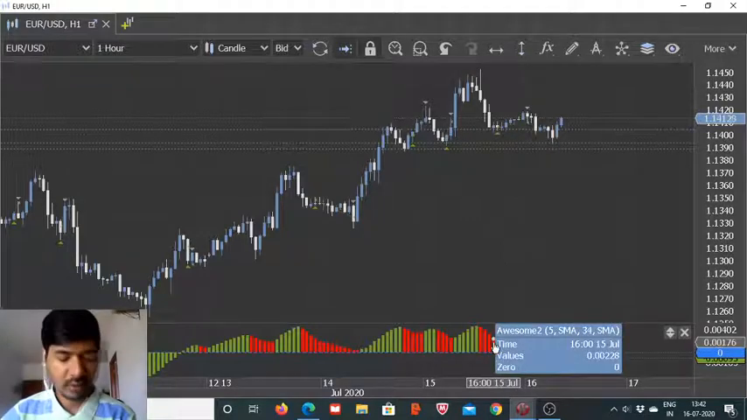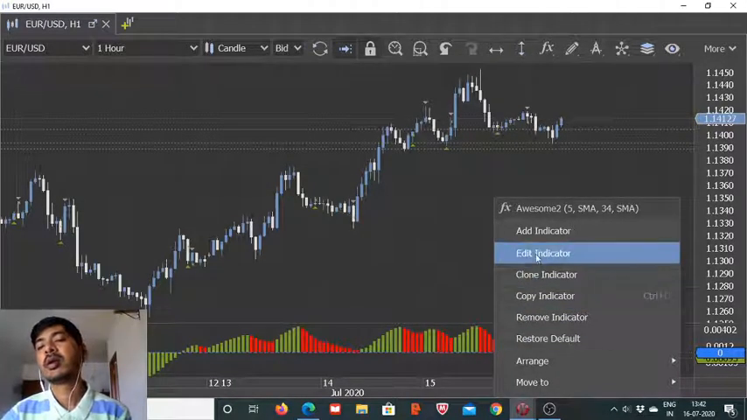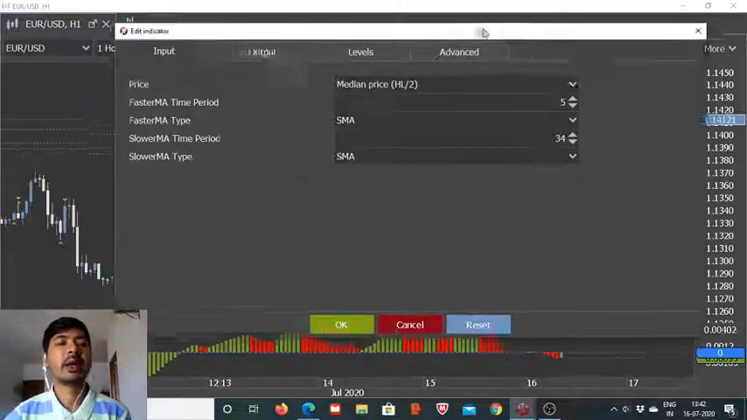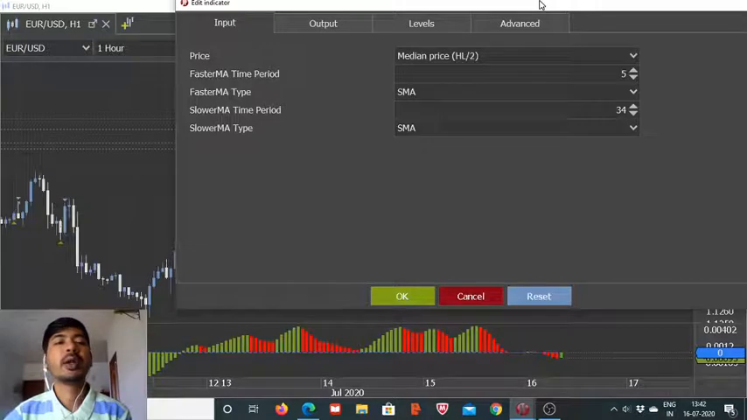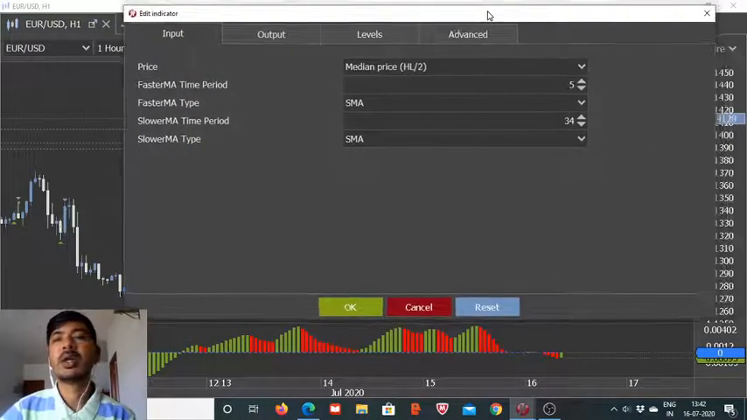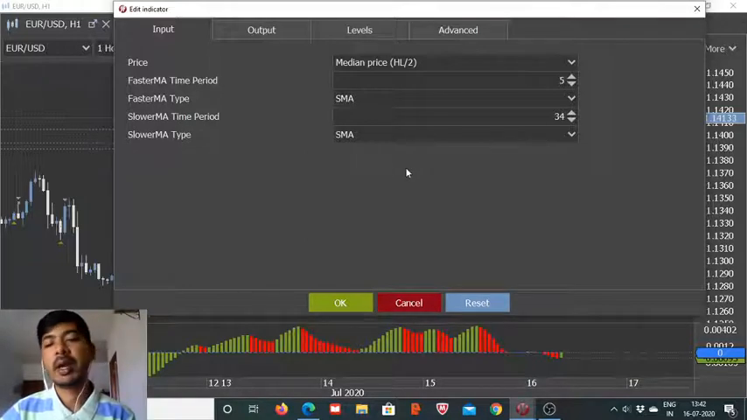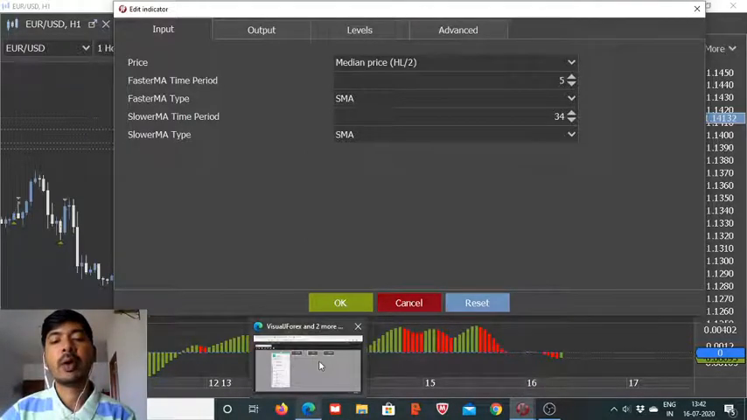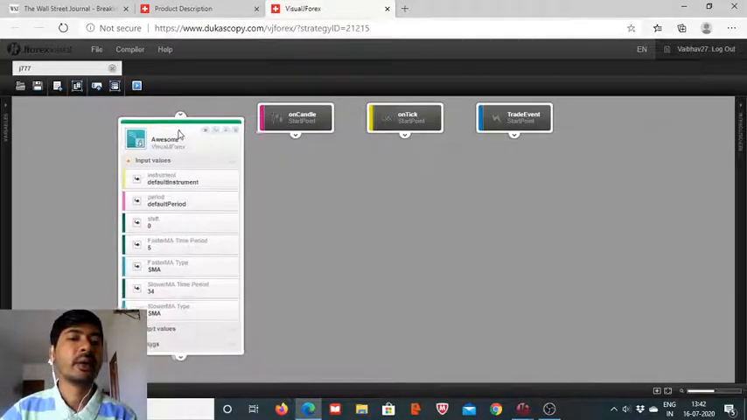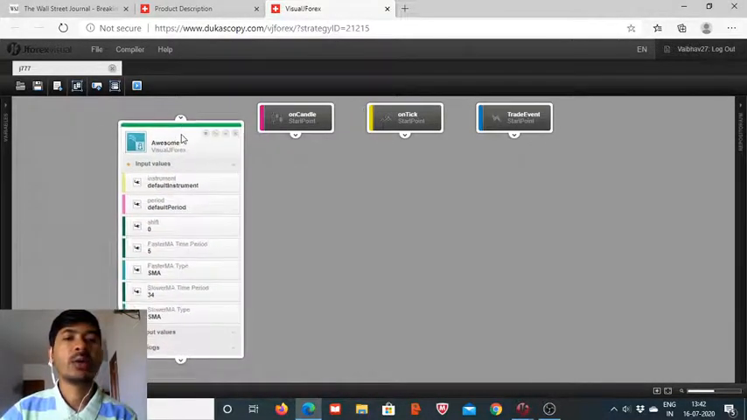Now here we will see its editing option. Whenever you have to use this, you can customize the indicator to help you pinpoint the optimum setup which you can work with. If you consider the input parameters, we have to define the applied price, the faster MA time period, the faster MA type, the slower MA time period, and the slower MA type. And as I said, we also have to define these in this block.